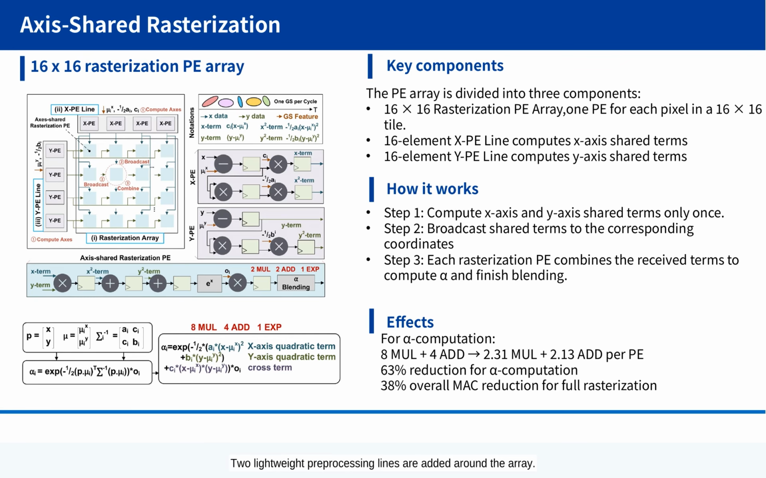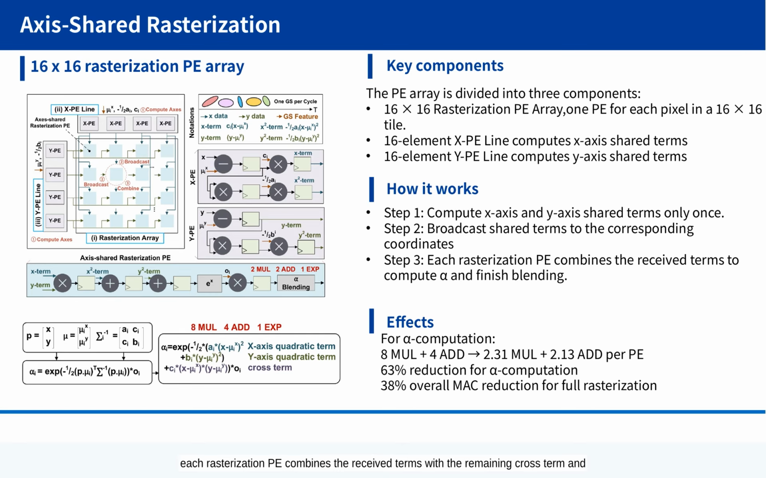Two lightweight preprocessing lines are added around the array. The XPE line computes the x-axis shared terms for the 16 columns. The YPE line computes the y-axis shared terms for the 16 rows. The data flow has 3 steps. First, the XPE and YPE lines compute the axis-dependent terms once per Gaussian. Second, these terms are broadcast to the corresponding columns and rows.